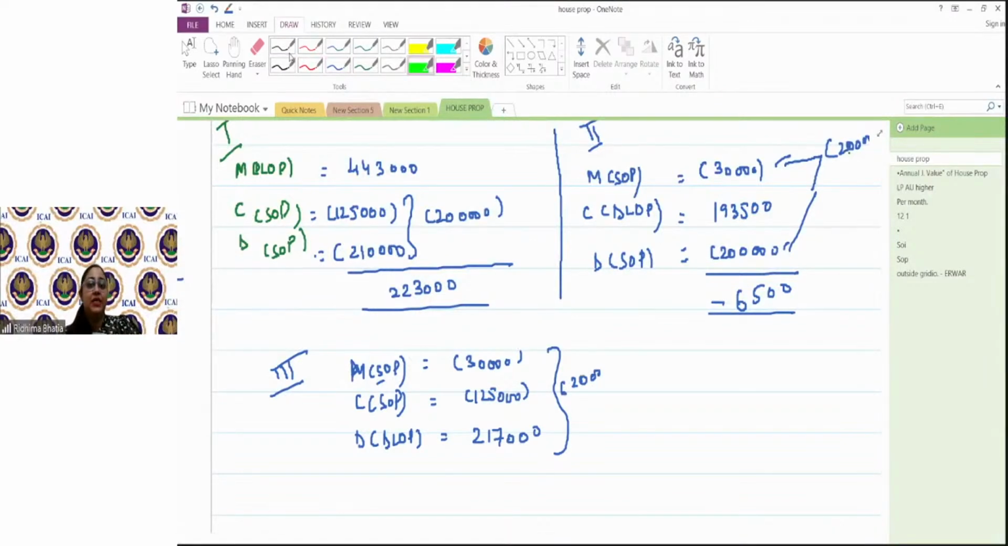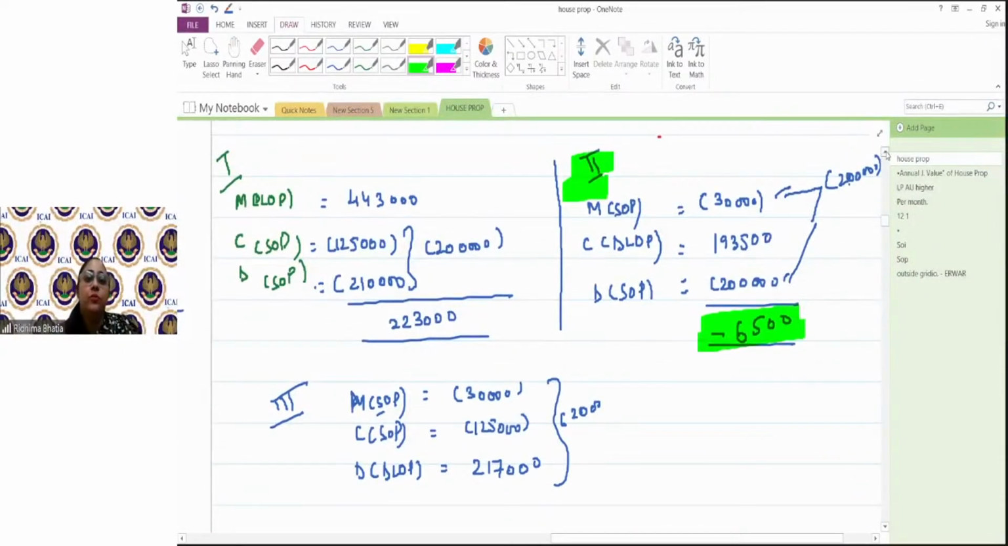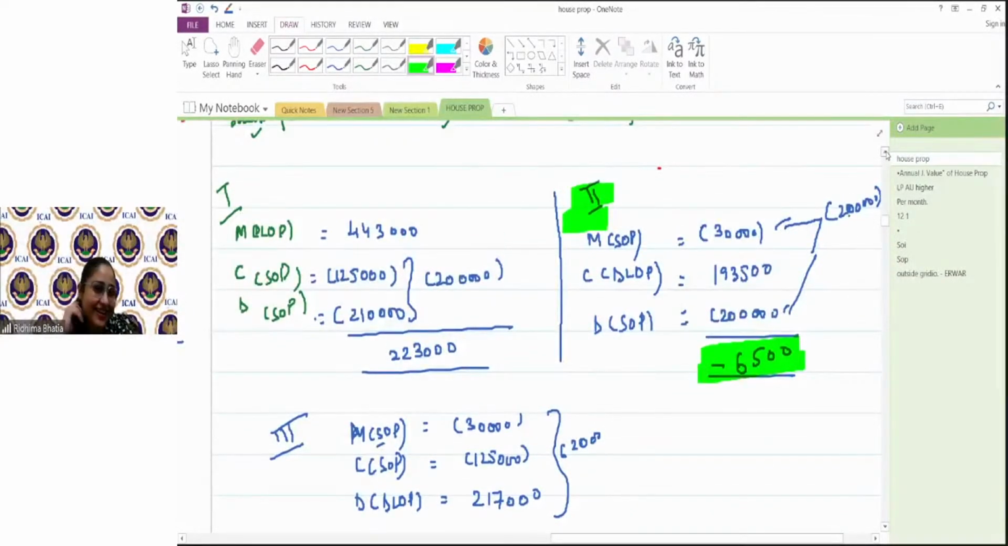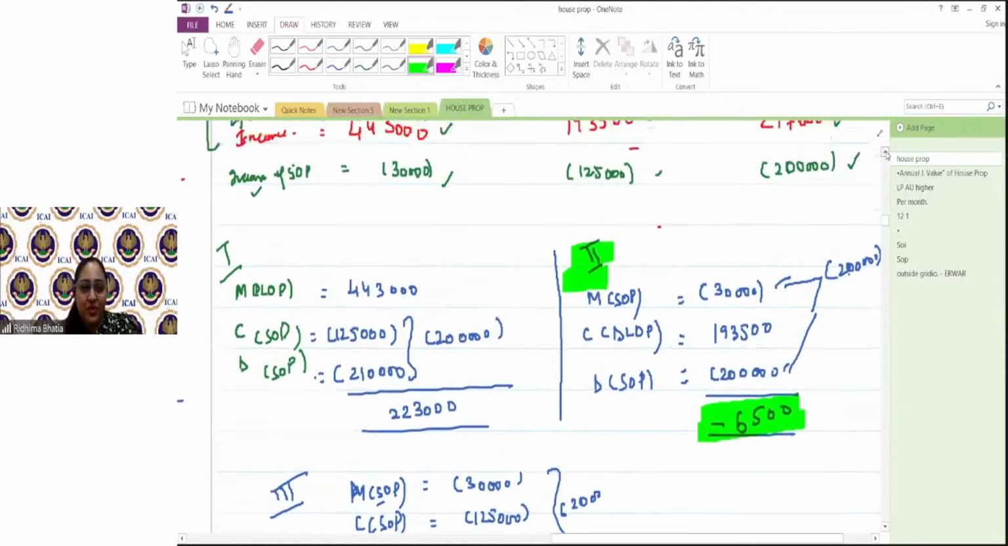Now, for an assessee, he wants to pay the least tax. So, what is the ideal scenario? The ideal scenario is scenario number 2, where the income is the lowest, which is in loss, 6,500 negative. By taking Mumbai property as self-occupied and Delhi property as self-occupied, and taking Chennai property as deemed let out property, that is the optimized income for the assessee.